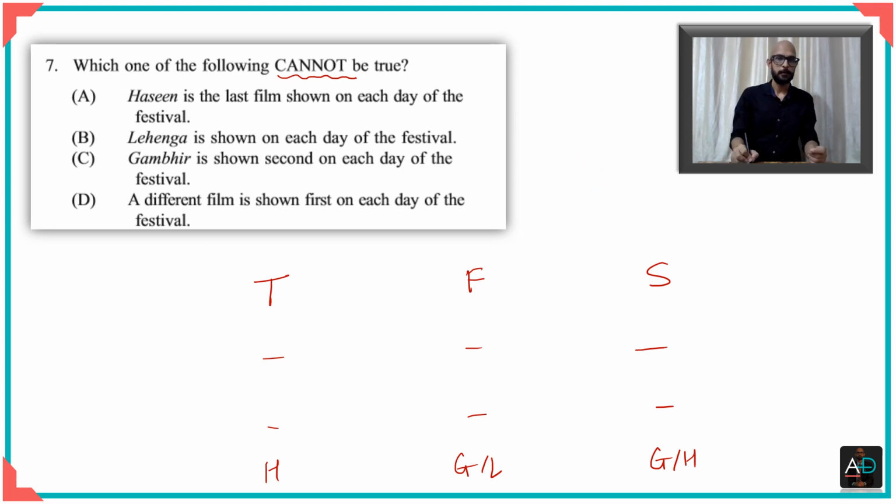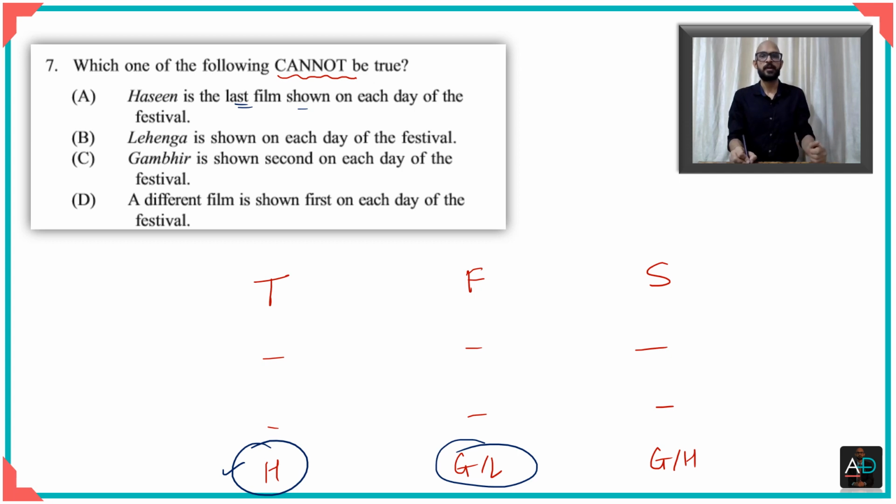Let's look at option A. Option A says that Haseen is the last film shown on each day. So we start with Thursday. Okay, Haseen can be the last film on Thursday. That's okay. On Friday, well, the last film has to be either Gambhir or it has to be Lehenga. So obviously it cannot be Haseen, and that itself lets us know that this is the answer. But then just to cross check, let's have a look at the other options as well.